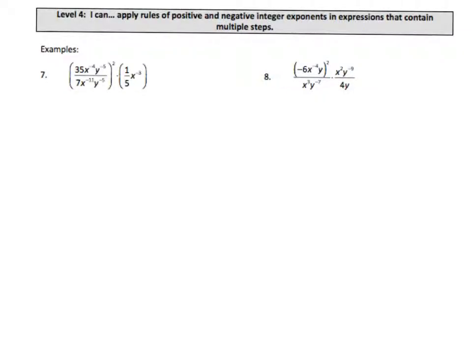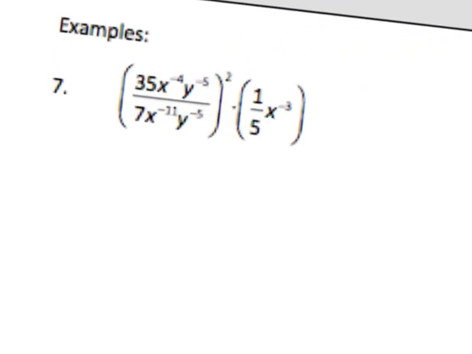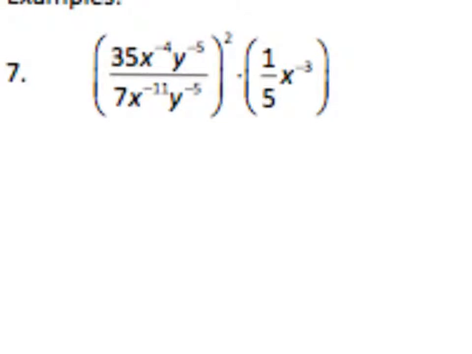Okay, you made it to level 4s. Level 4s are level 3s with a lot more things going on, but we're still going to take them step by step the same way we did in level 3s. So, number 7, we've got a lot of negatives in the first one. We've got something to a power here, and then we've got a fraction on the other end. So we're going to work with just the first part right now.